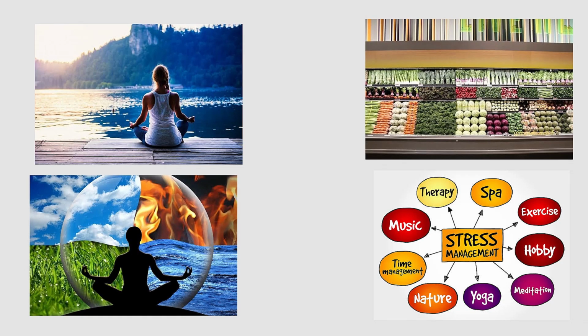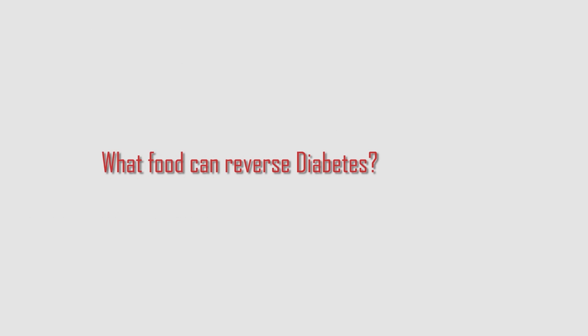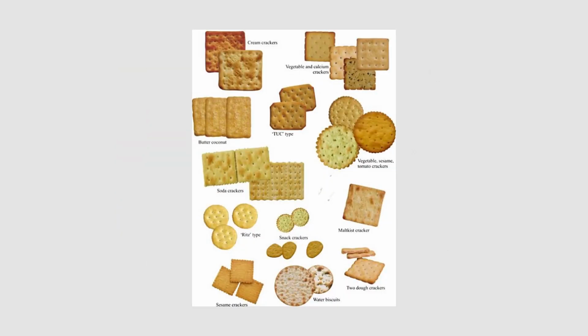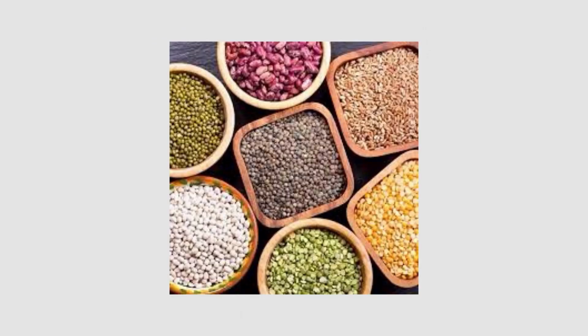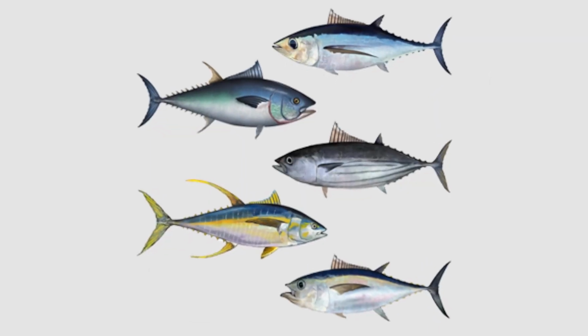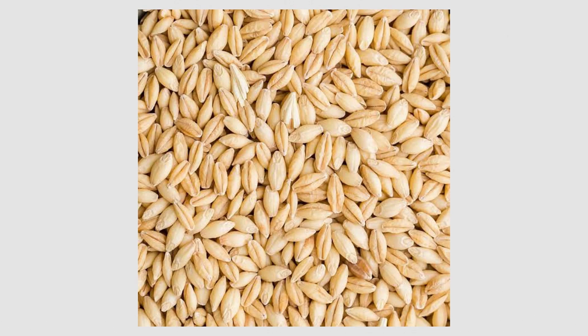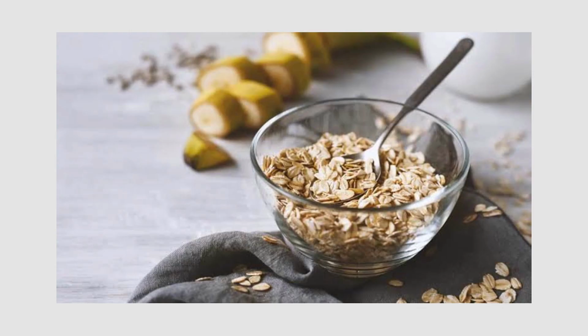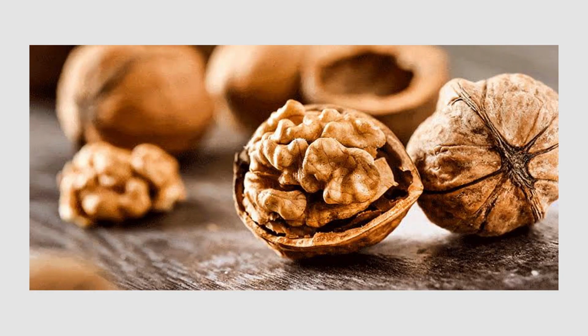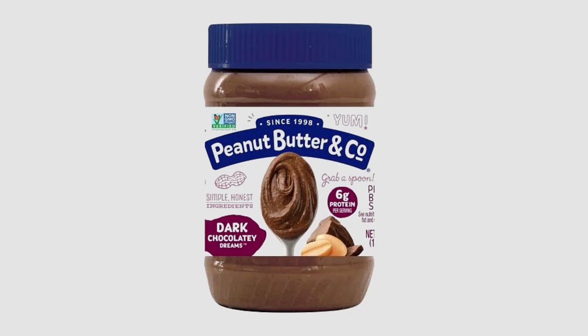What food can reverse diabetes? Desserts, sweets, pastries, bread, chips, crackers, and pastas. Beans, dairy, tuna, fish, salmon, barley, oats, berries, grains, walnuts, dark chocolate, and peanut butter.